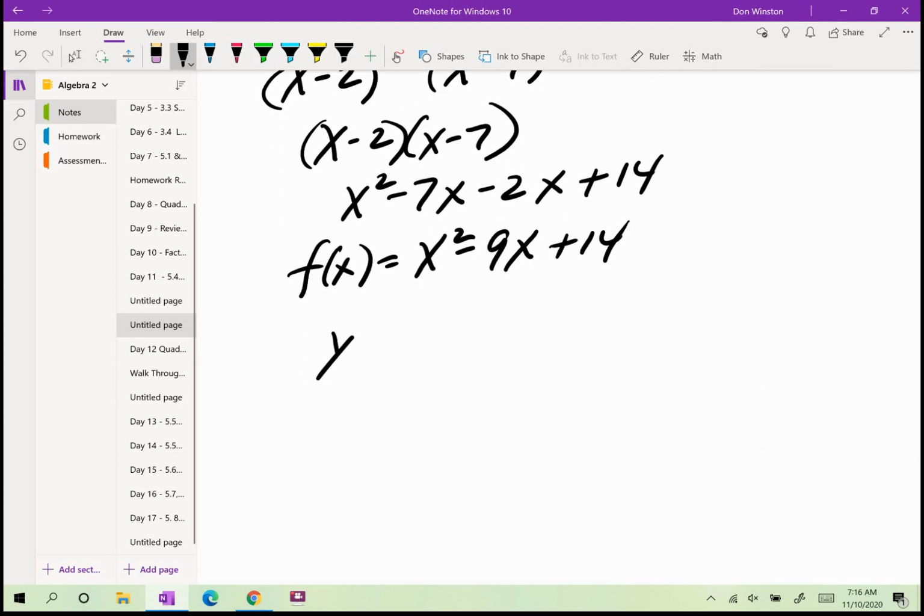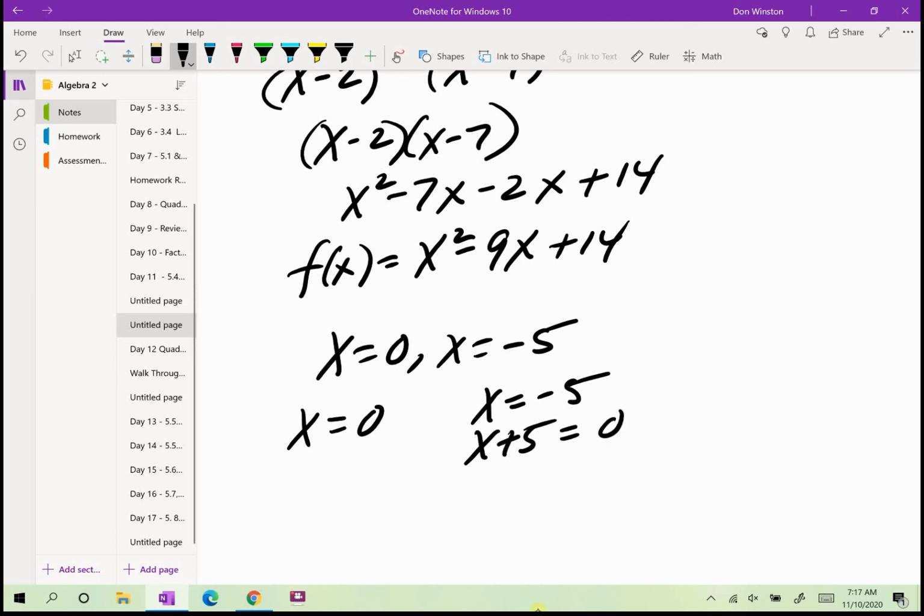What if my zeros were x is equal to 0 and x is equal to -5? What's a polynomial that gives me zeros of 0 and -5? Well, one factor is just x, since x is equal to 0. And then if x is equal to -5, then if I add 5 to both sides, I would get x plus 5 equals 0. So my factors would be x plus 5 as one factor, and x is the other factor.